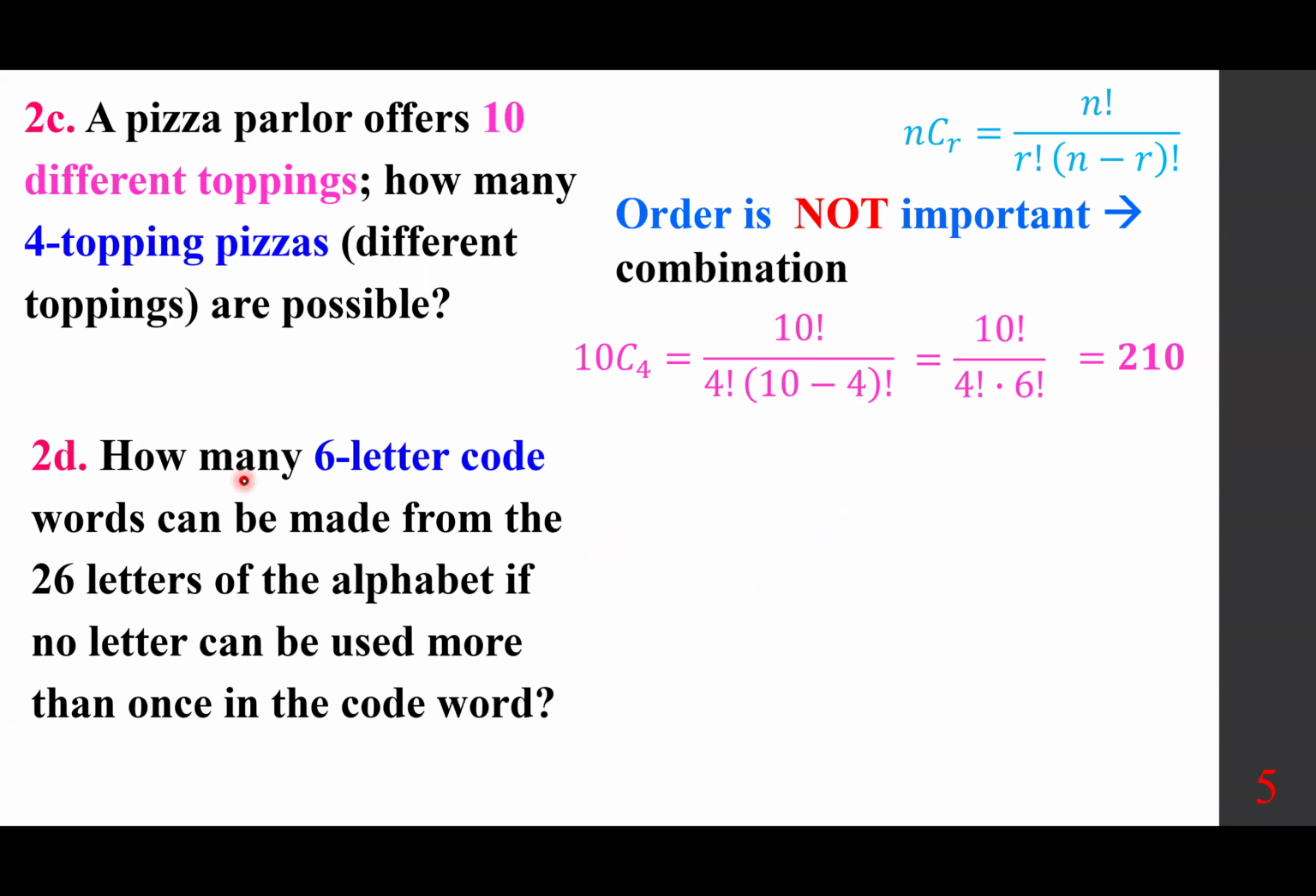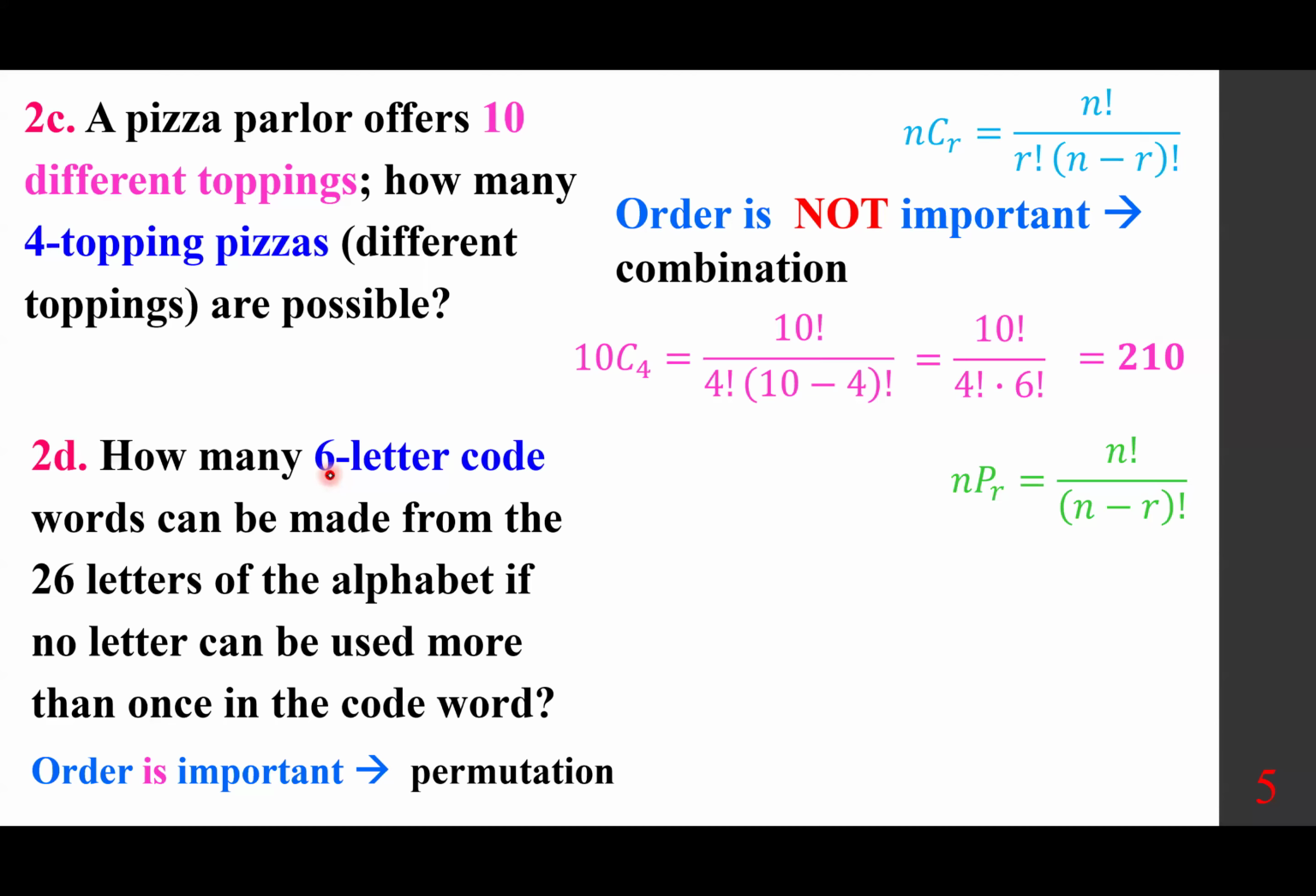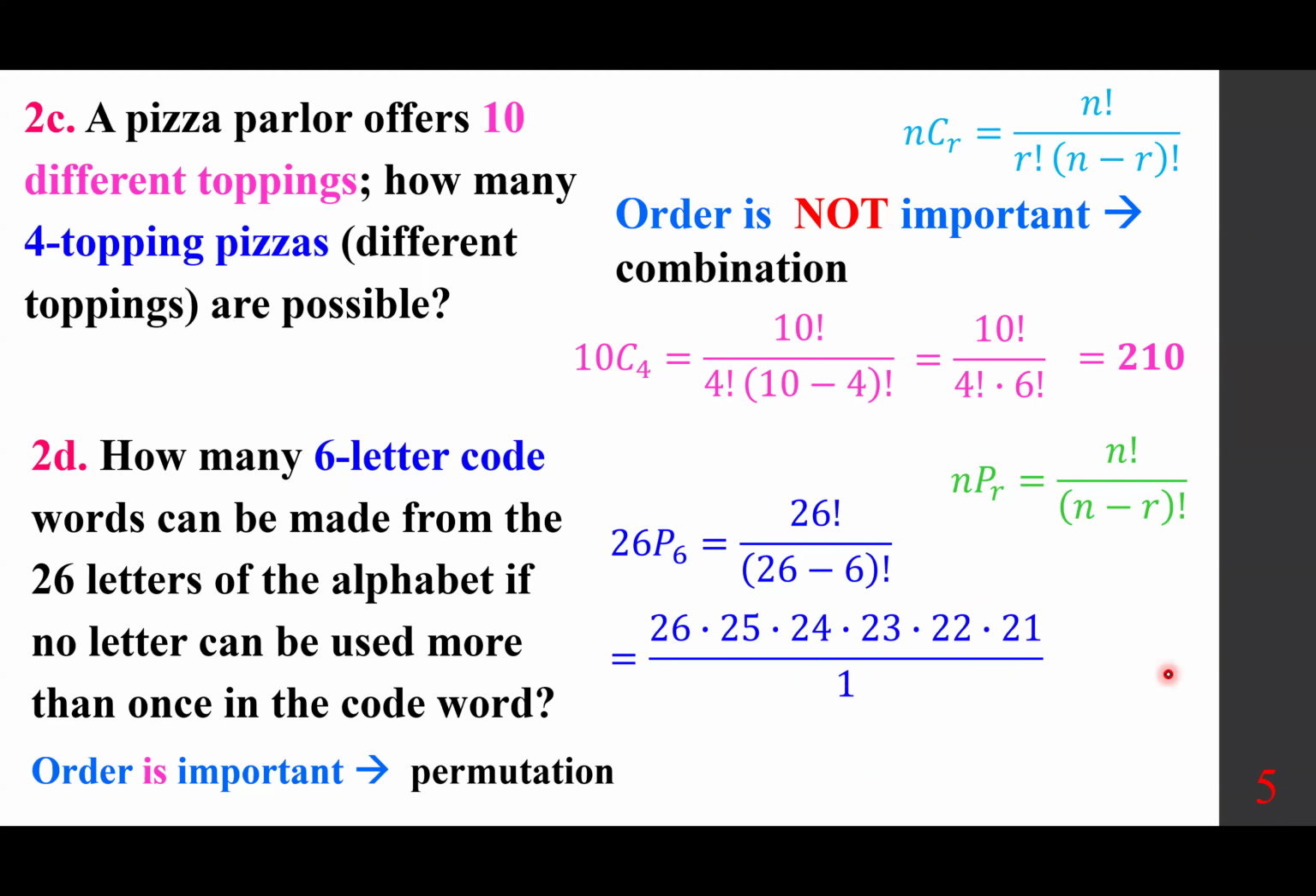How many 6-letter code words can be made from the 26 letters of the alphabet if no letter can be used more than once in the code word? Obviously, order is important because we're dealing with coding, and therefore we're going to use the permutation, where n is 26, and we're going to choose r, 6 items. So this really means 26 times 25, 24, 23, 22, 21. That's how you would look at it.